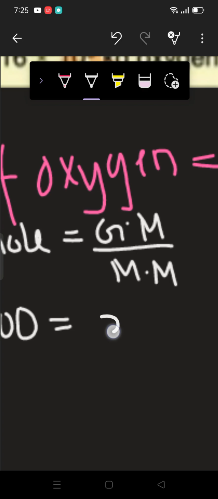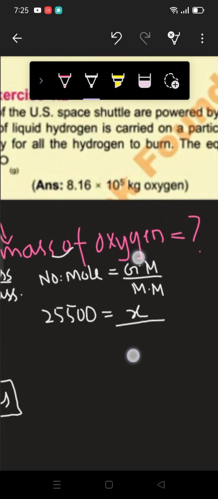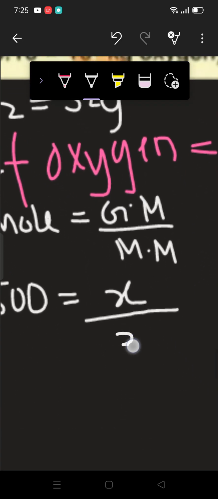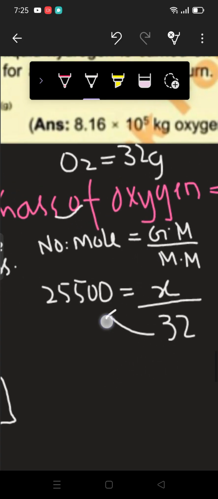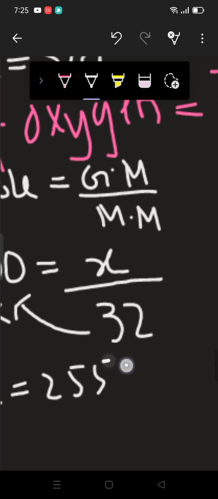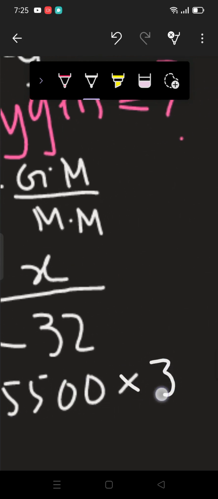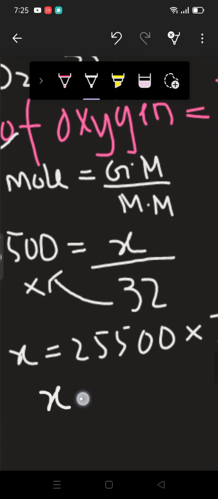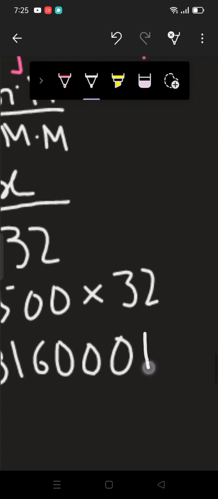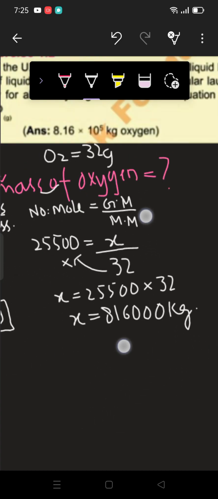Instead of given mass I can write X, upon the molar mass of O2, which would be 32 gram, right? 16 plus 16 is 32. So 32 is dividing here, and when it goes to the other side it will be multiplied. So X is equal to 25500 into 32. When you multiply this with a calculator, or by hand as well, you get 816000, of course in kg, since we have found it in kg.